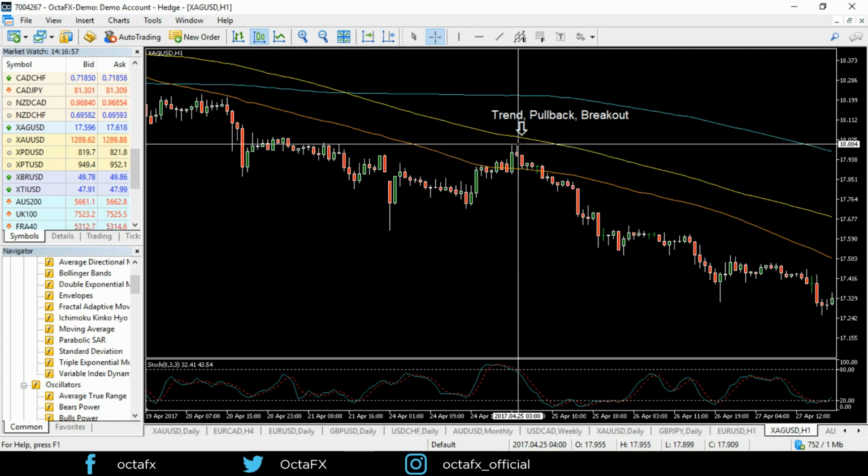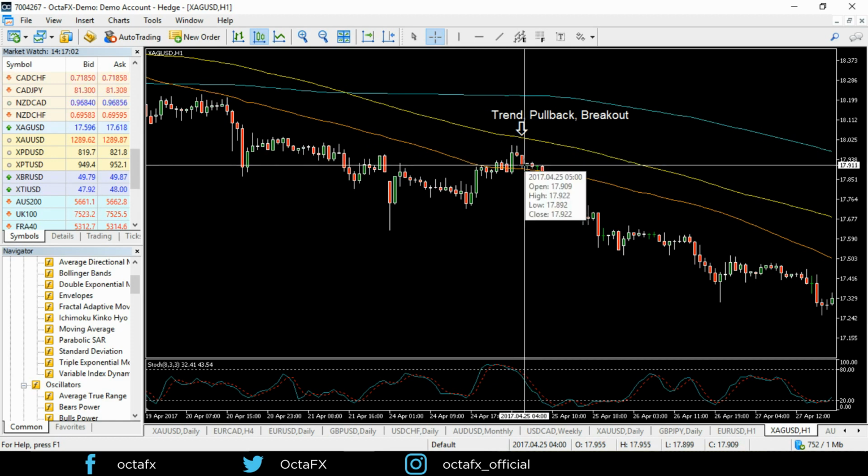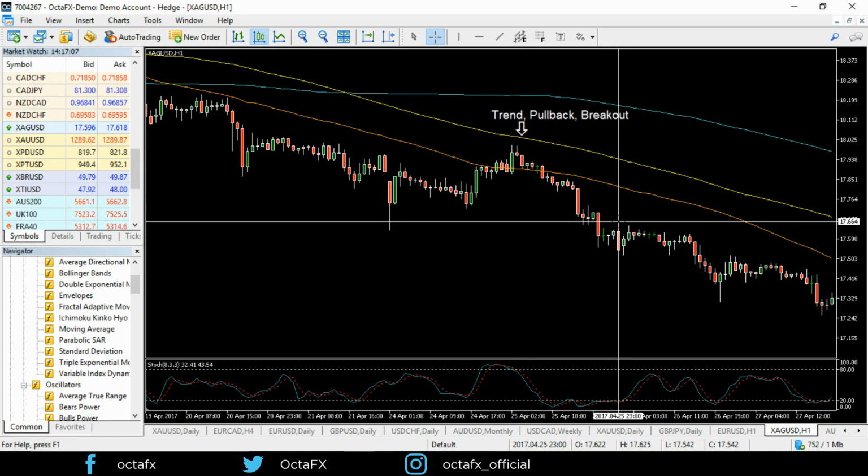There's also sort of a mini shooting star candlestick right here. So you would have placed your stop loss right here, and what you could actually do is also move your stop loss up once price is going in your direction to further mitigate your risk.